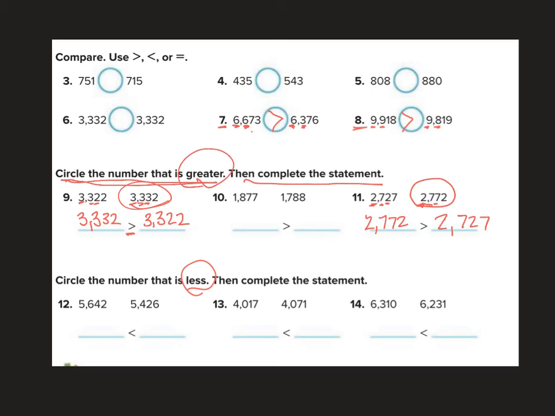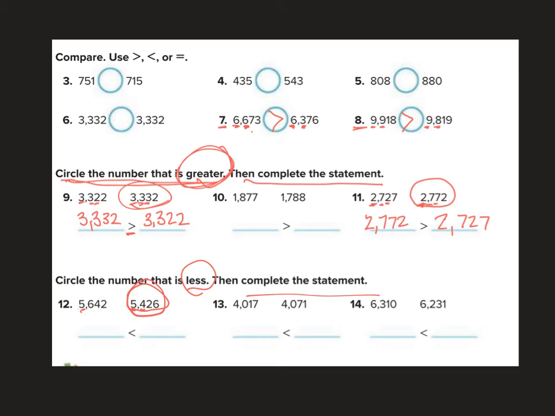Okay, now here it says circle the number that is less. I should have circled that up here. Always circle if it's telling you which one's greater or less than. Because that's where kids make a lot of mistakes on tests, is that they think, oh, I'm just supposed to always circle the bigger number. So we always need to circle that. Then complete the sentence. Okay, so I have 5,000, 5,000, 600, 400. Okay, well, 600's, oh, circle the number that's less, not the one that's greater.